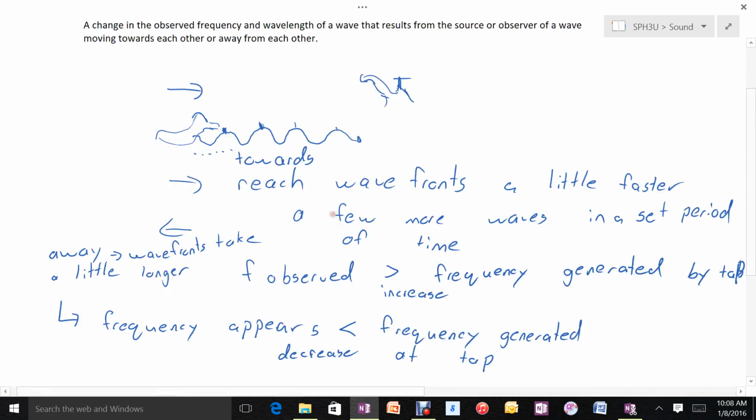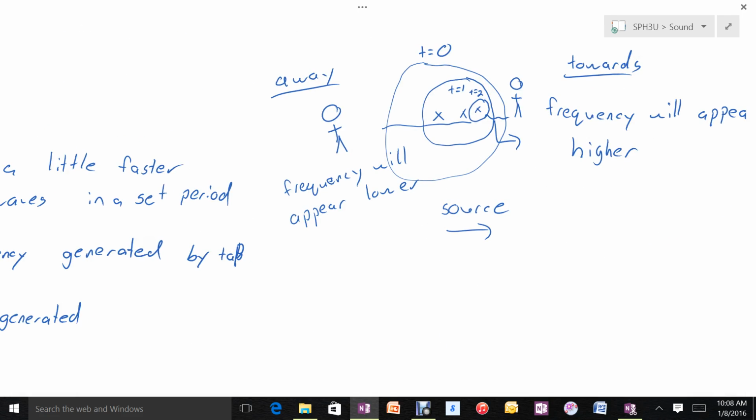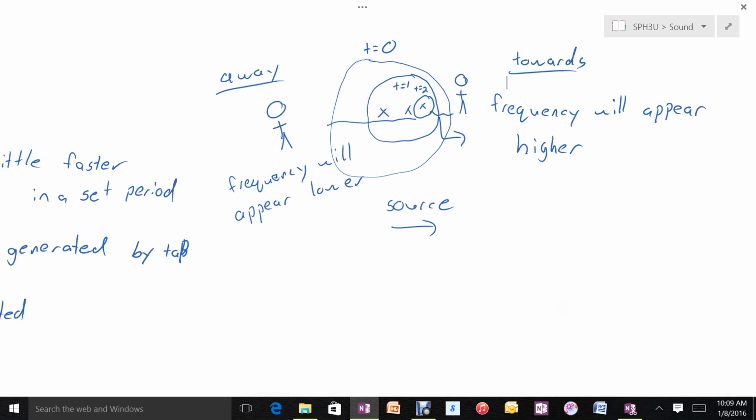Either way, whether you're a duck swimming towards something generating a wave, or whether you're a person listening to a race car traveling past you, if the object is moving towards you, or if you're moving towards the object, those wave fronts will meet you a little bit faster than they would have otherwise. If it's moving away from you, they'll take a little bit longer to reach you than they otherwise would have. Towards means that the frequency appears higher, a little bit less time than expected. Away means the frequency will appear lower. They're taking longer, so they are less frequent.